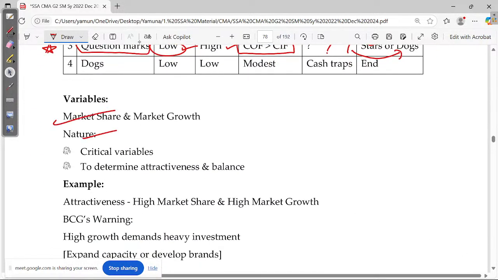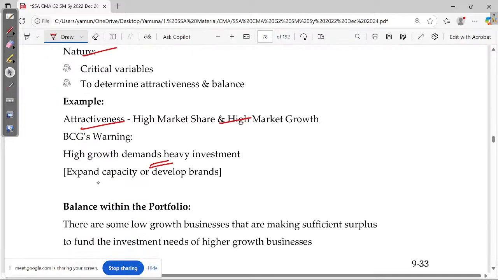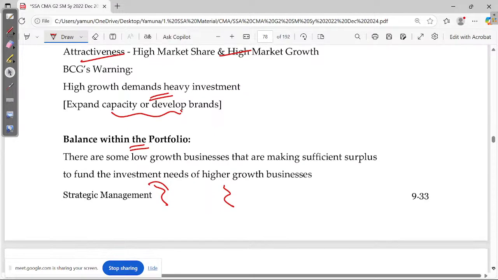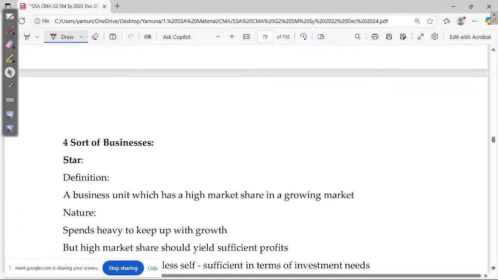So what are the two variables? Attractiveness, BCG's matrix, high growth demands, high investment, expand capacity or develop brands. Okay, just have a fast class so that you can manage this one. You have to balance in the portfolio. That is what type of growth and what type of investment you may need. So if you are having a surplus, whether you can utilize it for that business.